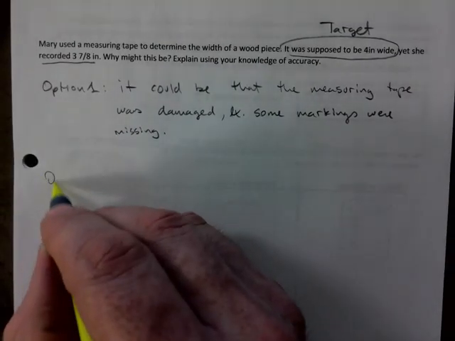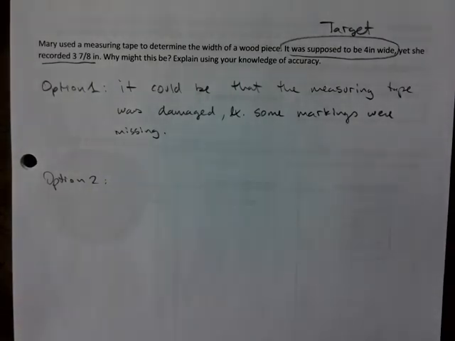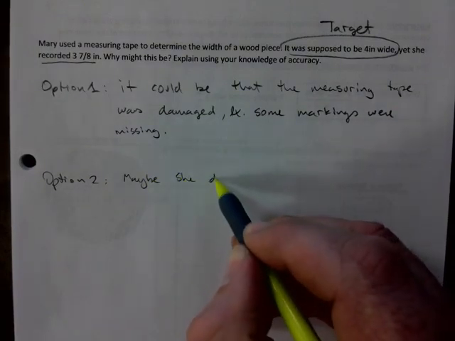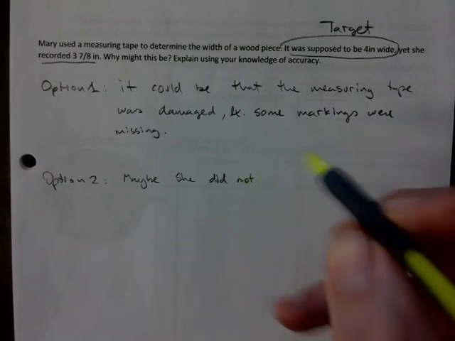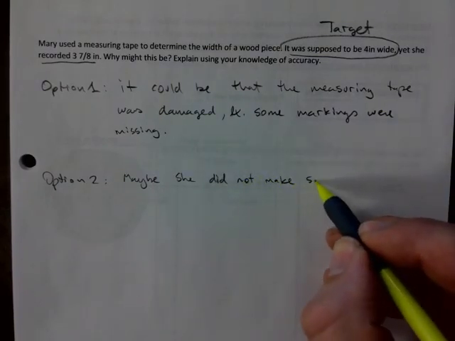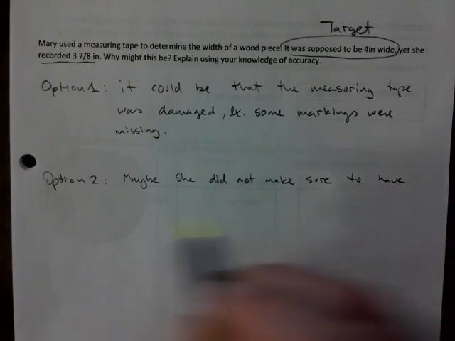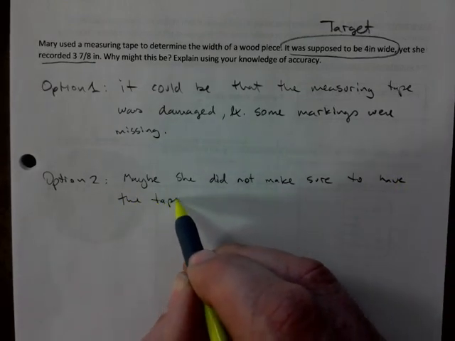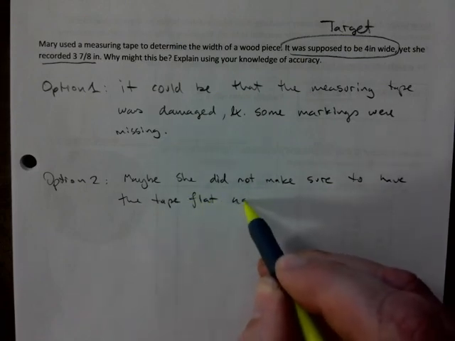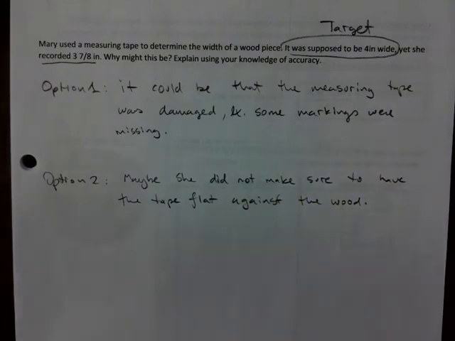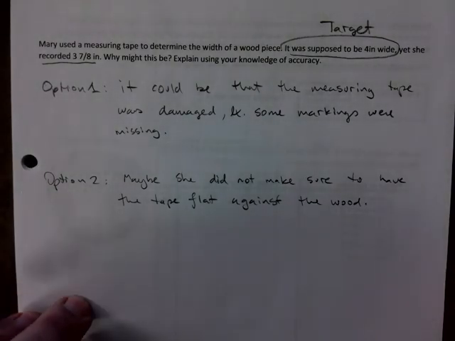Or option 2, talk about improper use, right? Maybe she did not make sure to have the tape flat against the wood, right? Maybe it wasn't nicely flat against the wood. Maybe it was warped in any way. So talk about not using it properly or something like that, and then you get the marks there.